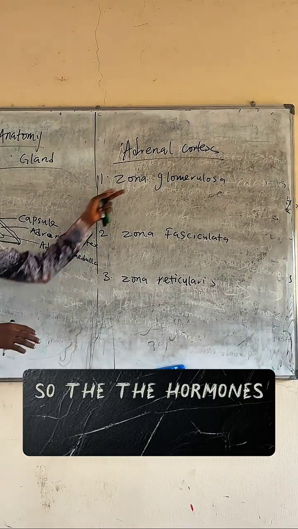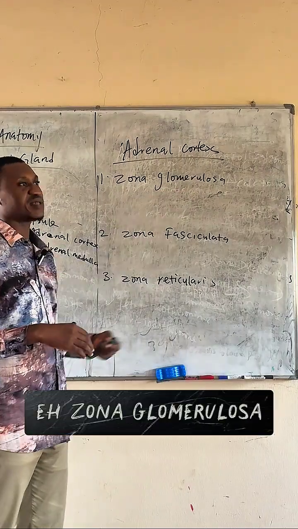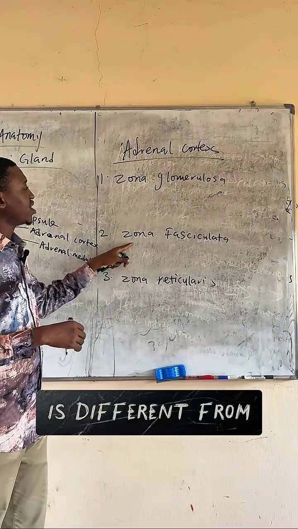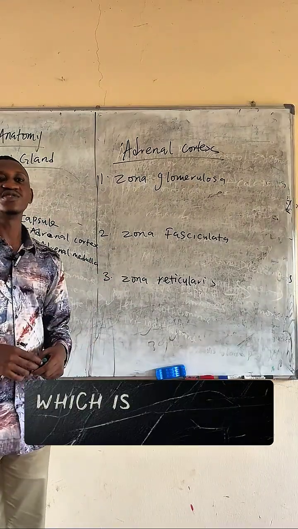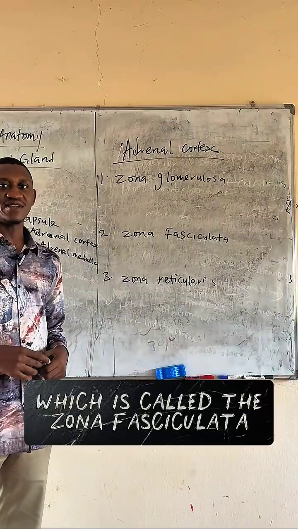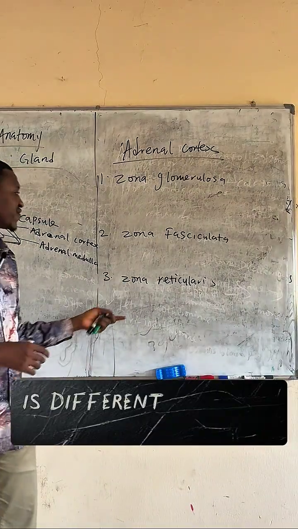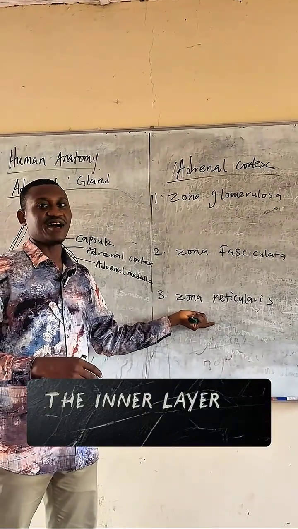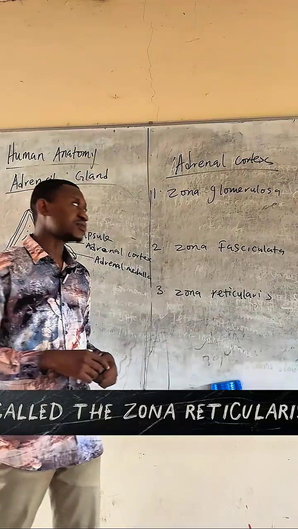So the hormones produced by the zona glomerulosa, which is the outer layer of the adrenal cortex, are different from the hormone that is produced by the middle layer of the adrenal cortex, which is called the zona fasciculata. While the hormone produced by the zona fasciculata is different from the hormone produced by the inner layer of the adrenal cortex called the zona reticularis.